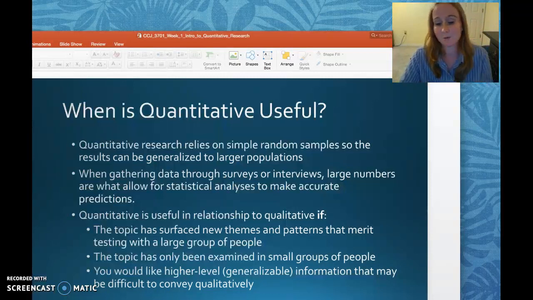If it's only been examined in small groups of people and you want to move it across a larger group, or you would like some higher level kind of data that goes beyond the deep, rich experience, the story, and it kind of goes across the experience of the whole population. So when you're wanting to go bigger and you're wanting to generalize, that's when you're going to find it more useful.